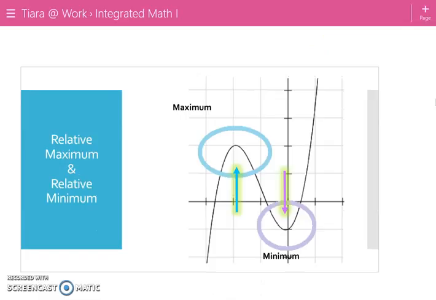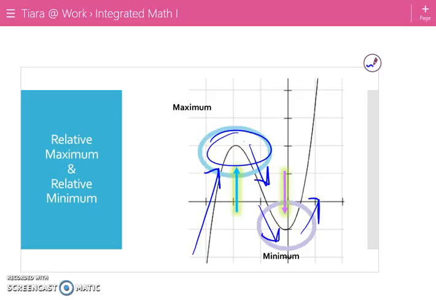So here's a look at it again. The graph is increasing, then it starts decreasing. So that's why we have a maximum here. And then for a minimum, it was decreasing, then it started increasing. That's what gives us a minimum.